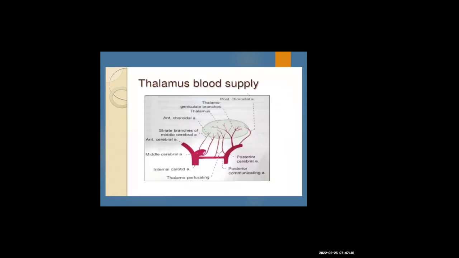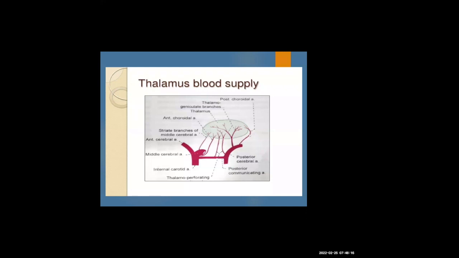So one way to think of PCA blood supply is to just take a look at this oval, which is representative of your thalamus. Now, this is your ICA terminus. This is your PCOM. This is your PCA. And just look at all the redundant vascular supply to the thalamic region. So you have thalamoperforators off your PCOM. You have thalamoperforators, which are going to arise off P1 PCA. You have the thalamogeniculate branches off your P2 PCA.